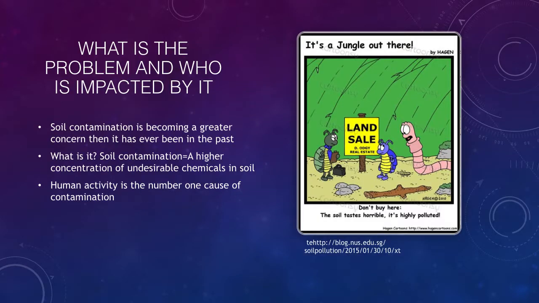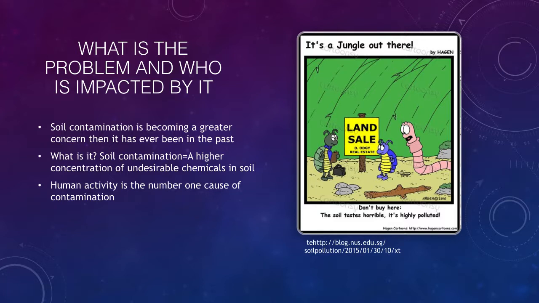Soil contamination is becoming a greater concern as it has become more evident that past negligence is creating many health and environmental issues. When the levels of certain chemicals in the soil become higher than its natural state, then the soil is considered to be contaminated.